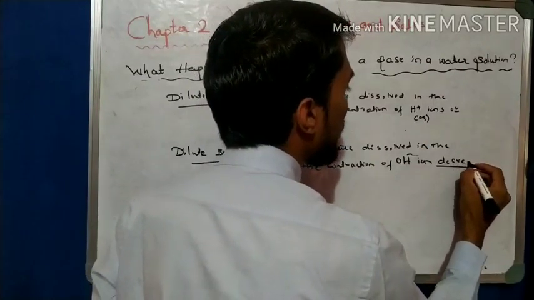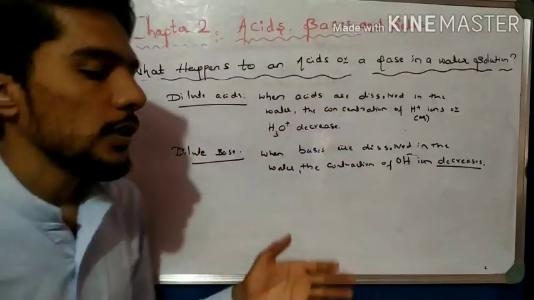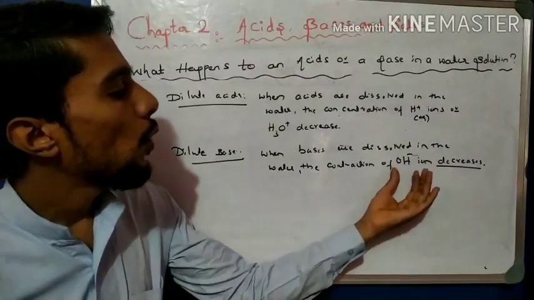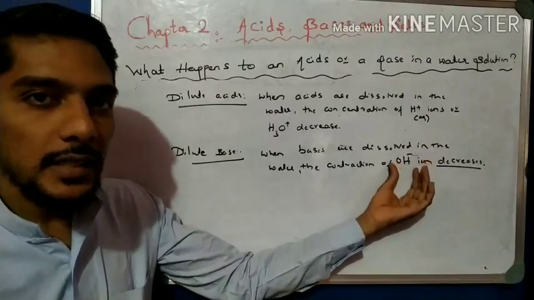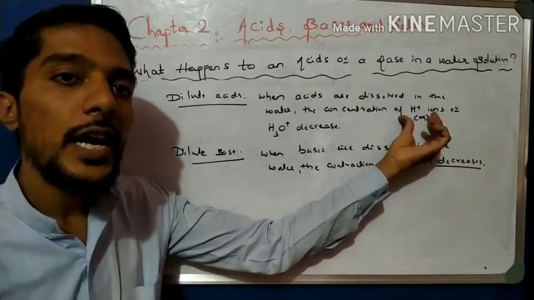It decreases, right? This is a decrease. So that is very important. In the examination they ask what happens to the concentration of OH minus ions when we add water; that is a decrease. They also ask what happens to the concentration of H plus ions when we dilute the acid.